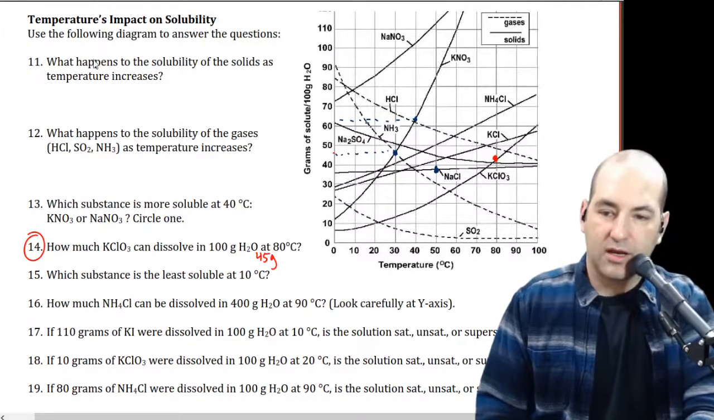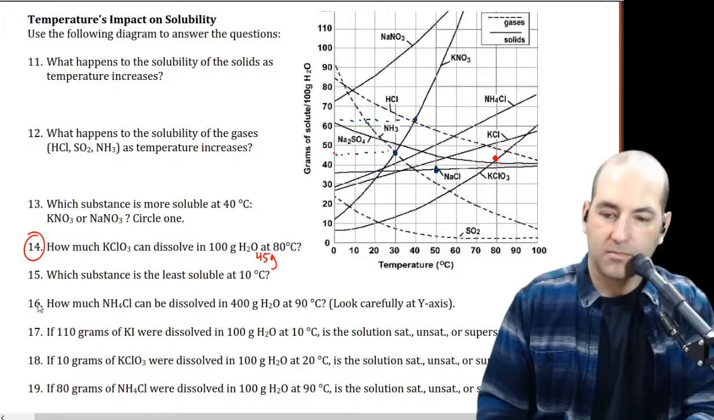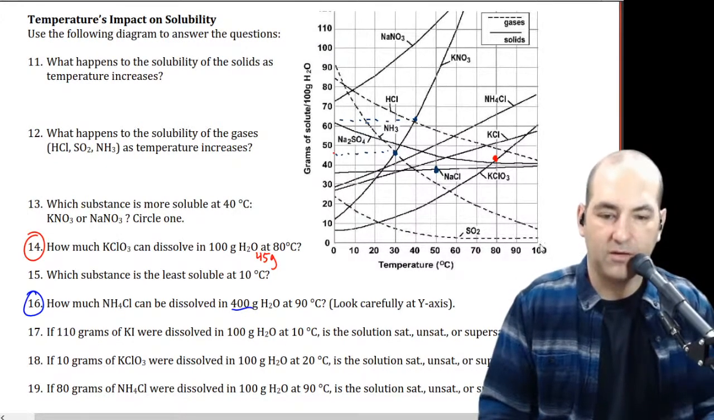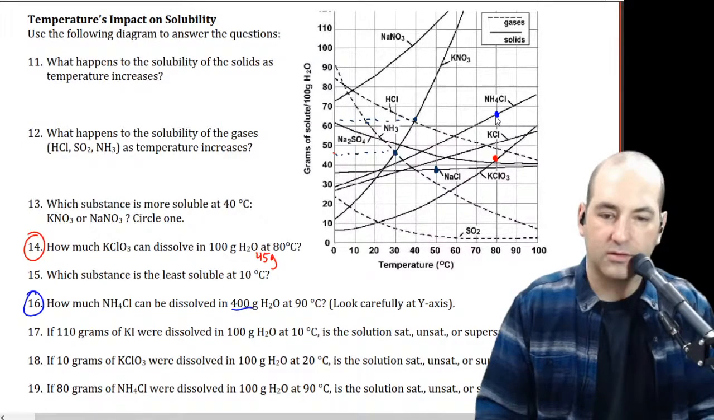Let's look at that next one. How much ammonium chloride can be dissolved in 400 grams of water at 90 degrees C? So now we've got a different amount, but let's see how we figure that out. We go to 90 degrees C and find our ammonium chloride, which is up here. So that tells us that about 65 grams or so of ammonium chloride can dissolve in 100 grams of water at 80 degrees C.